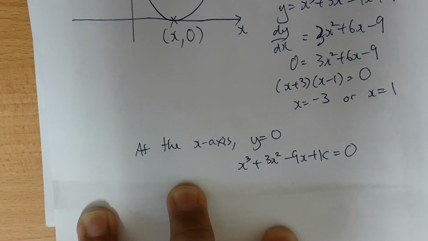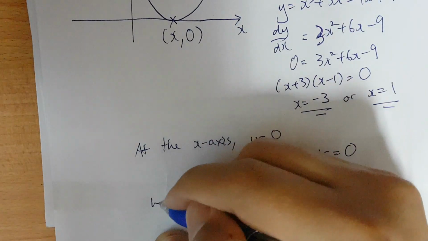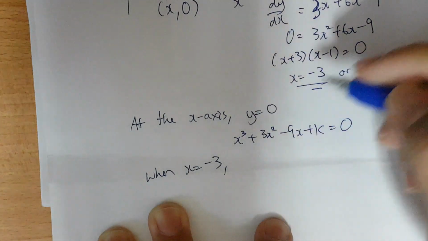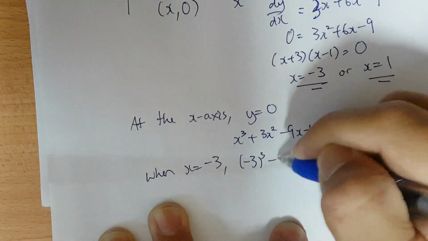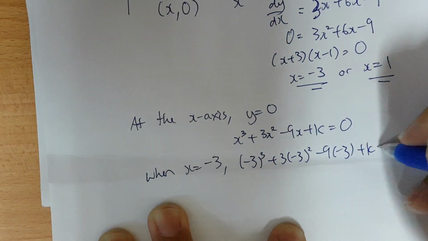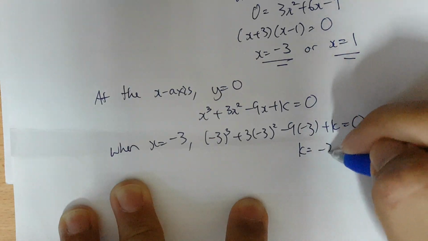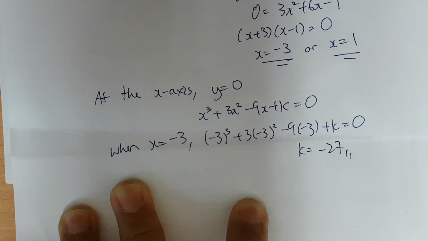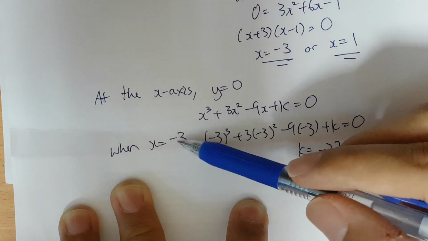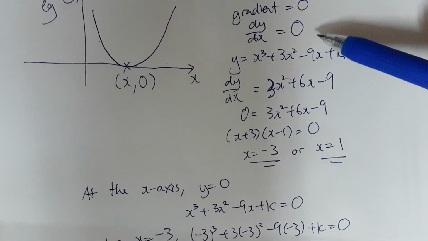So I have two values of x that I can use. When x equals negative 3, negative 3 cubed plus 3 times negative 3 squared minus 9 times negative 3 plus k equals 0. So you have found one value of k, so k equals negative 27. Why substitute x equals negative 3? Because at x equals negative 3, your dy/dx is equal to 0.